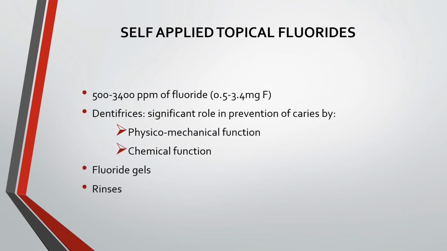So with that, we finish the professionally applied topical fluorides, and we also have self-applied topical fluorides, and these are dentifrices and fluoride gels and fluoride rinses that can be used. So remember here, let's go step by step. So these products can contain from 500 parts per million of fluoride to up to 3,400 parts per million of fluoride. So if you see, the range is quite wide, and we will discuss this a little later.